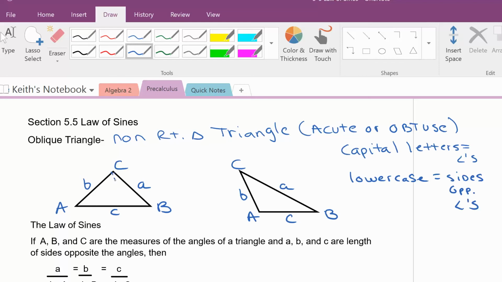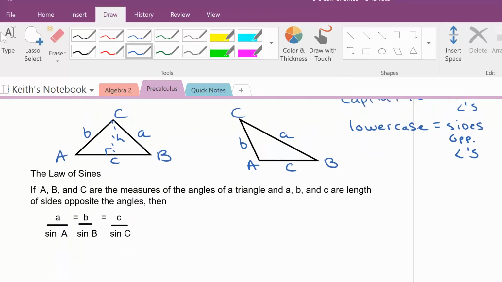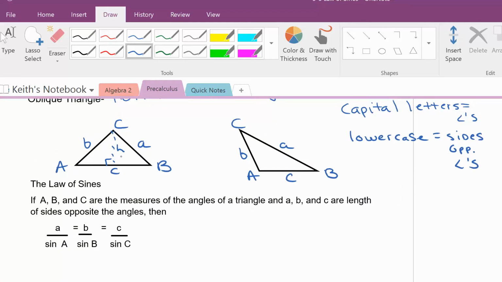So the reason why the law of sines works is because if you draw the height of this triangle here, then in either one of these, you could have sine of A equals h over b, and you could also have sine of B equals h over a. And so if you solve for h, you get h equals b sine A, and h equals a sine B.